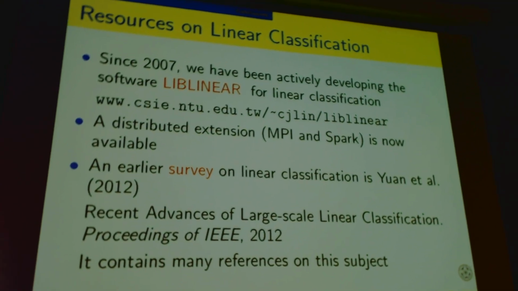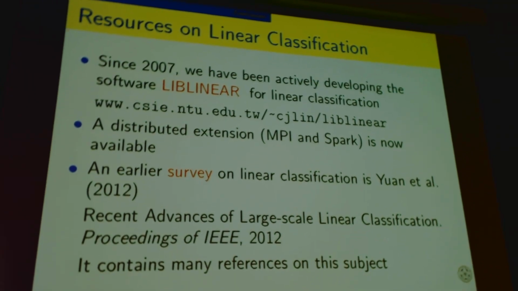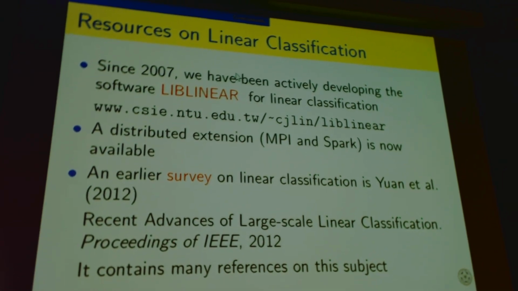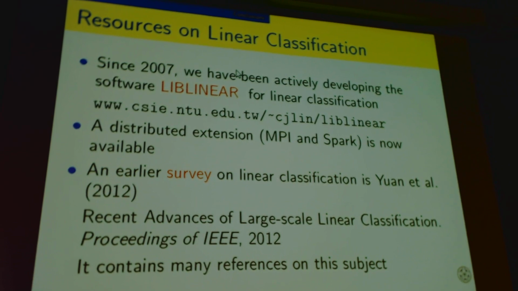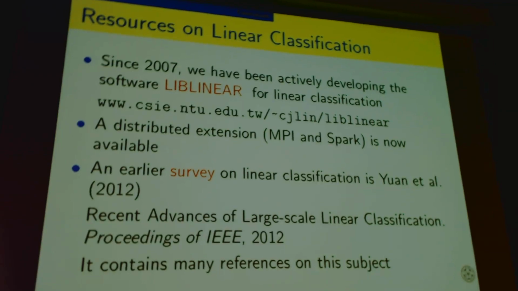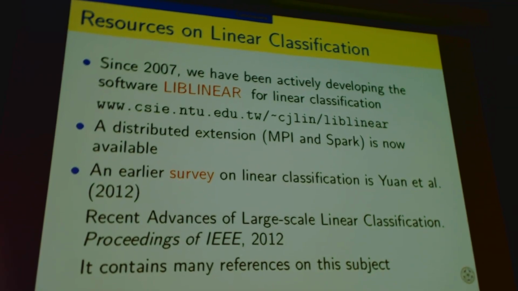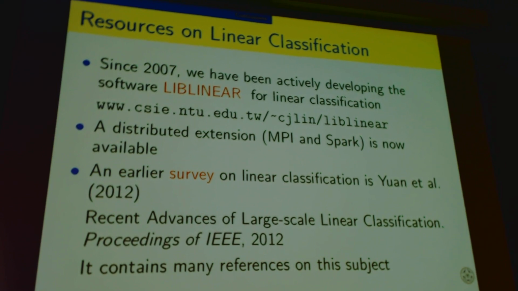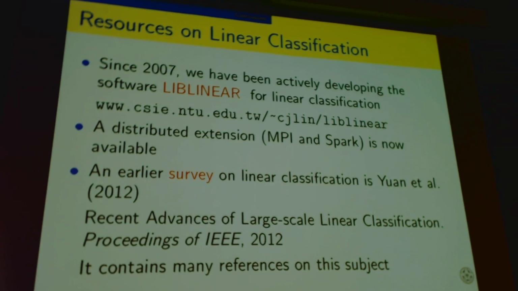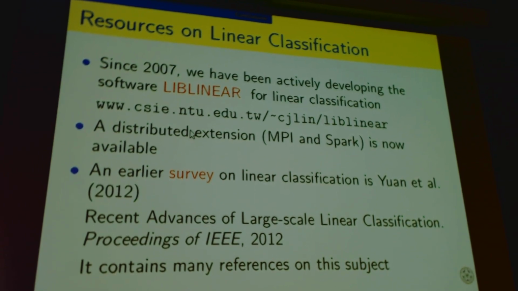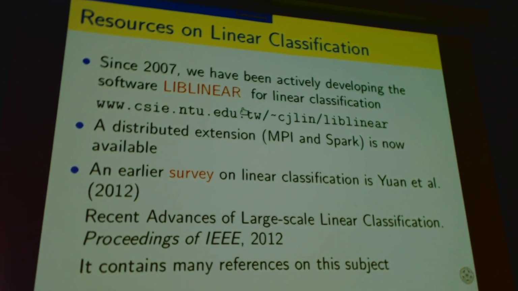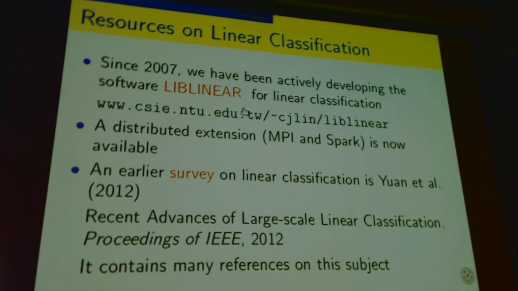Okay, so now let me give some conclusions. How about resources on linear classification? Today I talk about linear classification because this is very related to my research in the past several years. Since the year 2007, we have been actively developing a software called LibLinear. That's for large-scale linear classification. And as I mentioned, recently we have an extension for distributed training. So if you want to do linear classification on one machine, this is something you can use.